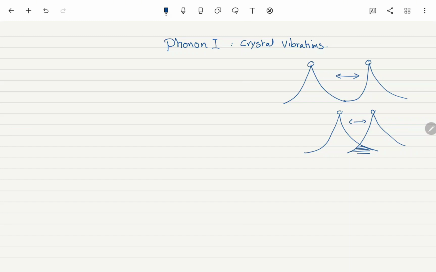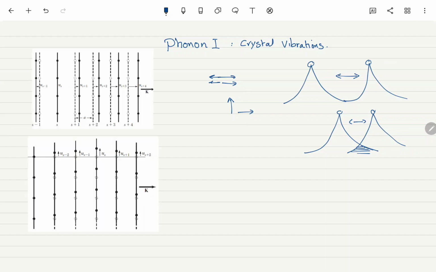Now, atoms in this case oscillate this way along the wave vector, or oscillate this way perpendicular to the wave vector, as in this figure. They are oscillating either in this direction, with the wave vector in this direction here, and also oscillate in this direction, with the propagation in this one here.